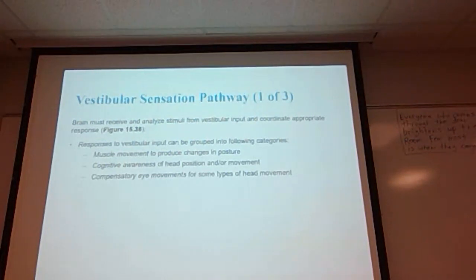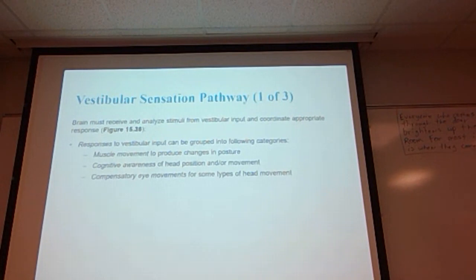The pathway of the vestibular system: the brain receives and analyzes stimuli from the vestibule of the inner ear and coordinates appropriate responses. The responses have to be grouped in several categories. Number one, muscle movement to produce the changes in posture. Do you need to sit up, stand up, lay down? Cognitive awareness of head position and or movement. Is your head being still? Is it moving? Is it tilted to the left? Is it tilted to the right? Is it twisted? And then there are compensatory eye movements for some types of head movements, such as when you turn your head to the right, your eyes tend to follow that movement and go to the right as well.